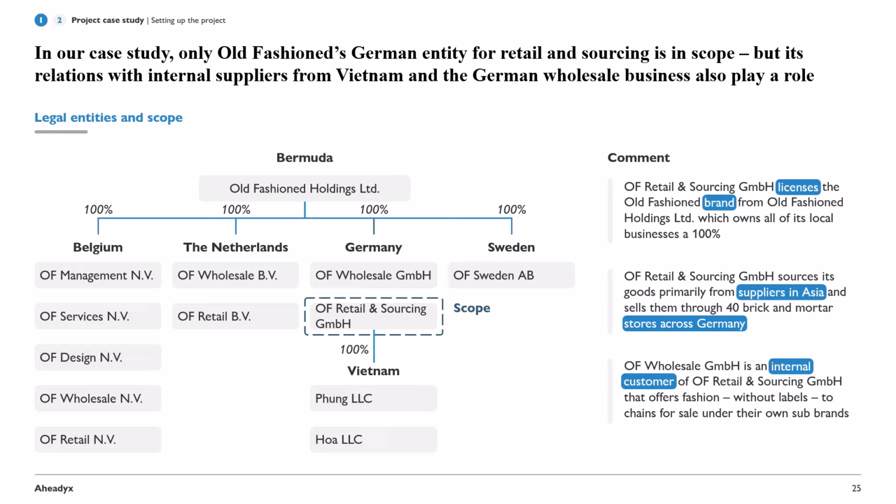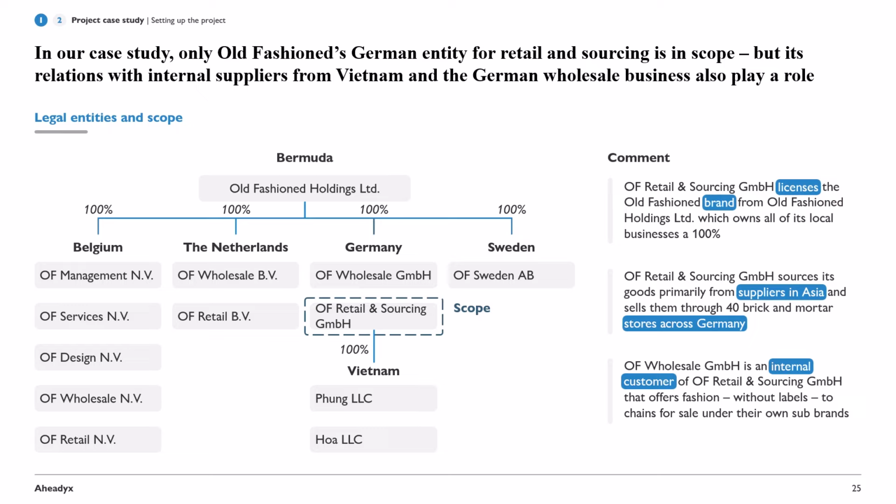So let's go through the comments on the right hand side. First, the retail and sourcing business licenses the old fashioned brand from the holding, which owns all of its local businesses 100%. Second, as I just mentioned, there's those suppliers from Asia, from which the retail and sourcing business sources its goods and sells them through some 40 brick-and-mortar stores across Germany. And third, the wholesale business is an internal customer of the retail and sourcing business from Germany that offers fashion, without labels that is, to wholesale chains for sale under their own sub-brands.